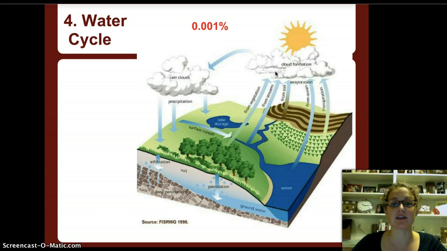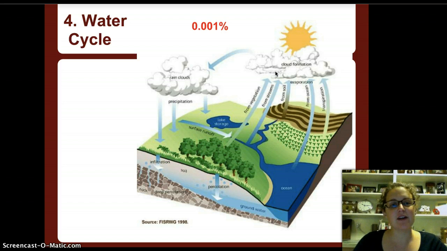Let's talk about the water cycle. This is the one that most of us can label at this point right now. It's essential for maintaining homeostasis in your body. All plants and animals need some degree of water. You are made up of a lot of water.